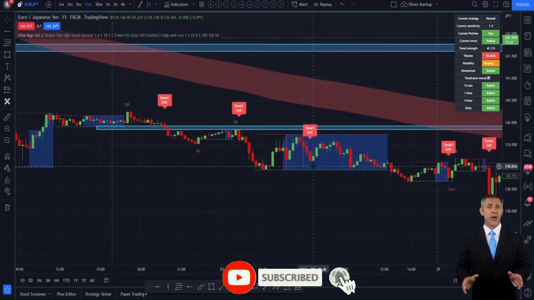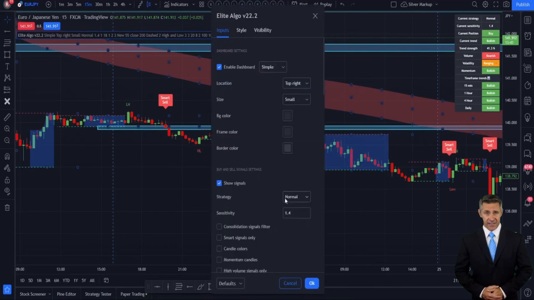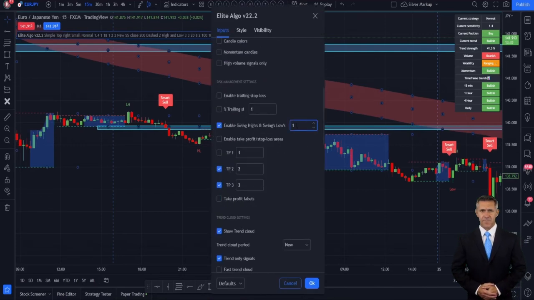Next one here is you got your smart sell, and this one probably should have shown a lower high. Let me actually increase the sensitivity, go to 15.